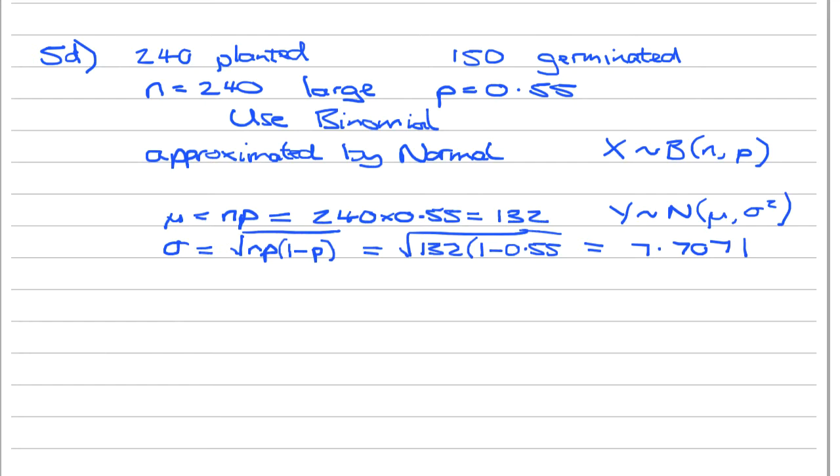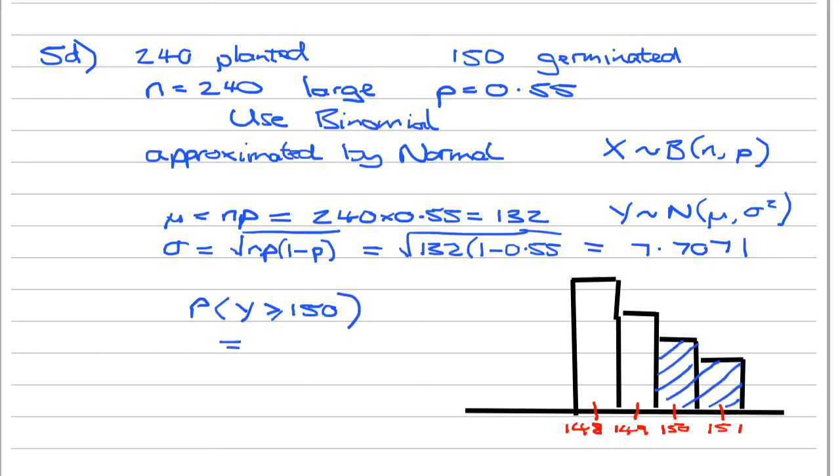Now what are we going to have to do? We're going to have to work out the probability that our y for the normal distribution is going to be greater than or equal to 150. So let's have a think about how we're going to do that.